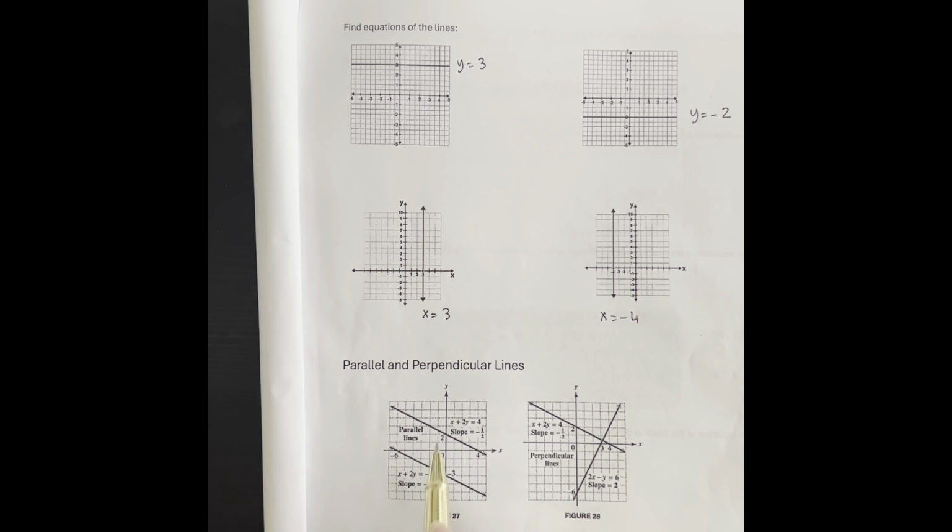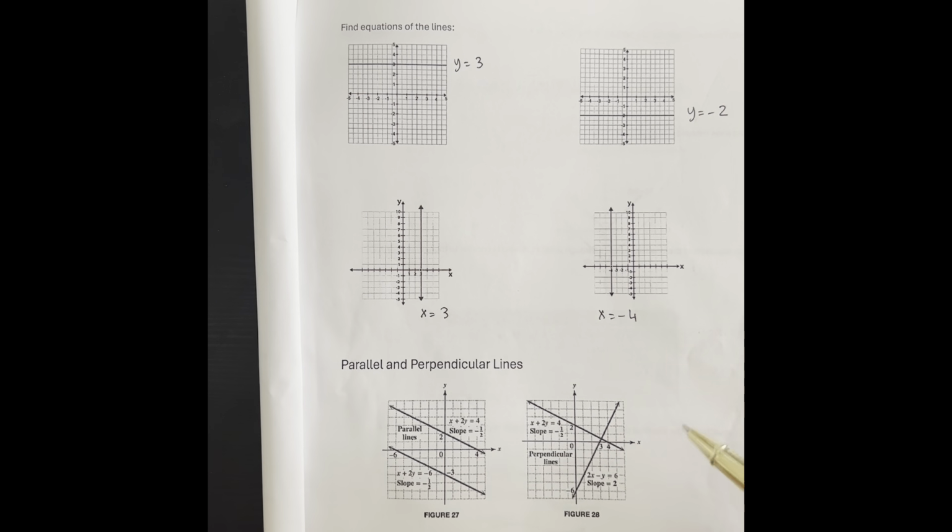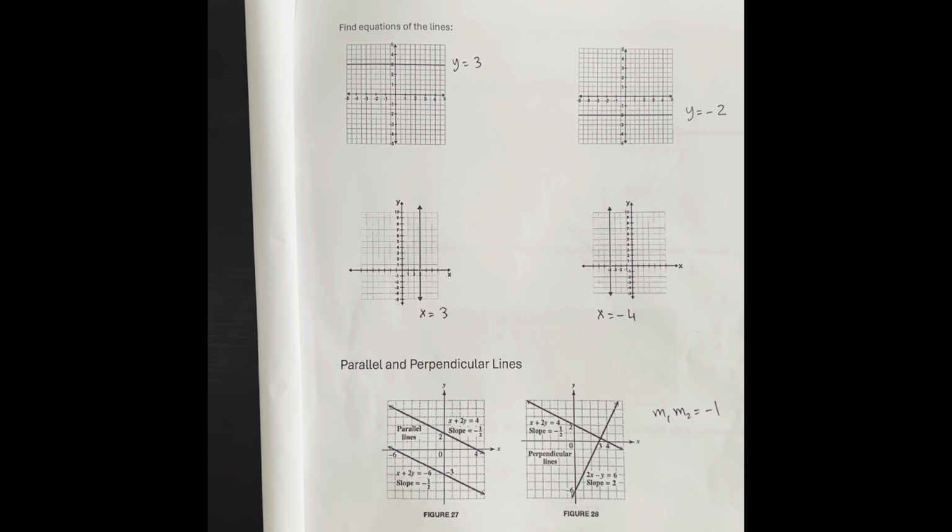So, parallel lines and perpendicular lines. Parallel lines have the same slope. So if these two lines are parallel, that means they have the same slope. Both are negative 1/2. For perpendicular lines, the slopes have a product of negative 1. So multiply the two slopes, you get -1. That means they are perpendicular.